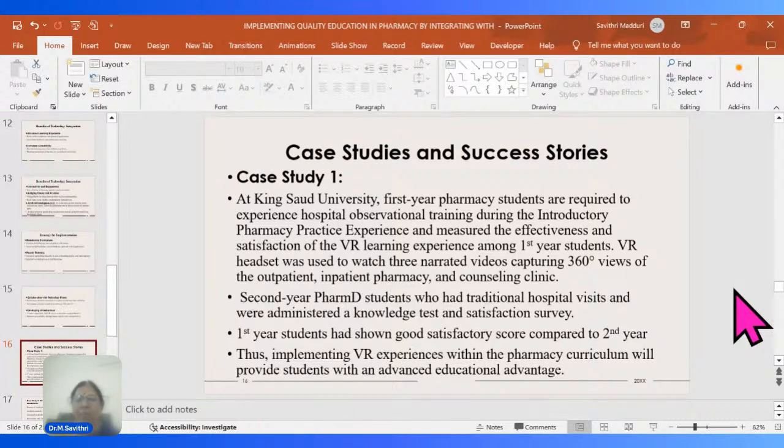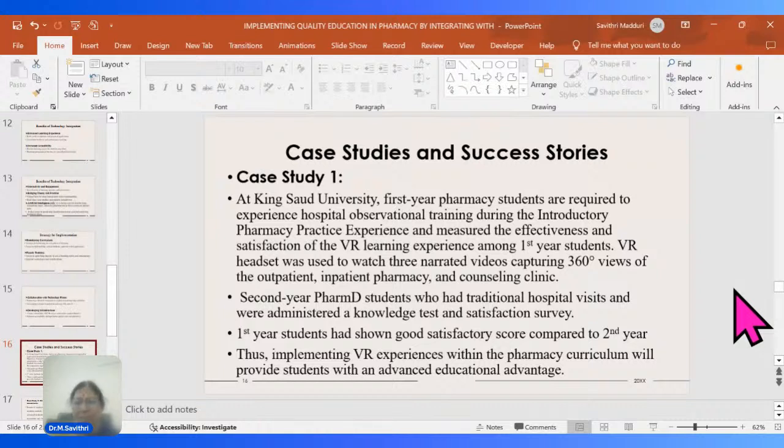Here, the first year students normally are supposed to go to the hospital, and they need to observe the hospital right from the entrance to the end. So what they have done in that university is take them into VR learning using headsets to watch three narrated videos capturing 360 degrees of hospital views of the outpatient, inpatient, pharmacy, and counseling clinic. So first year students need all this.